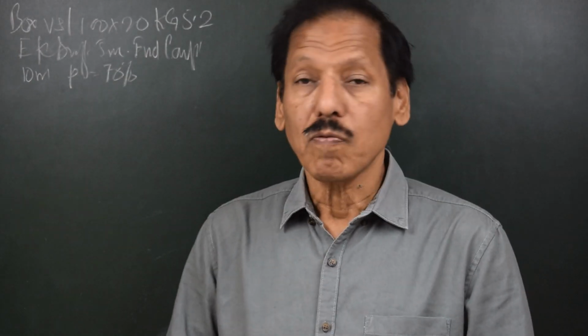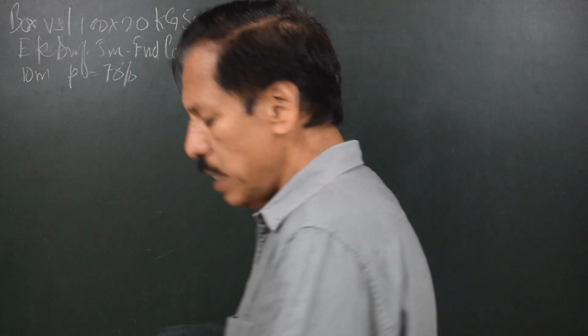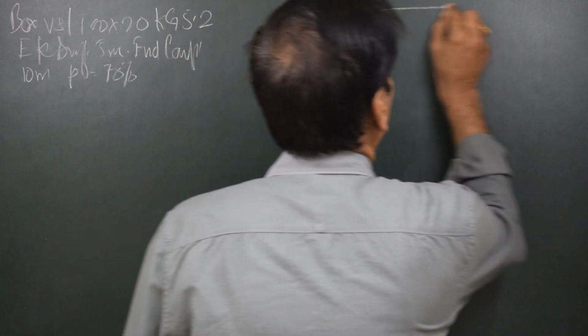It has homogeneous cargo of permeability 70%, and we want to find out, if this compartment is bilged, what the final draft is going to be, right? So we will start. The initial steps are the same as midship compartment bilging. First, let us draw the vessel.